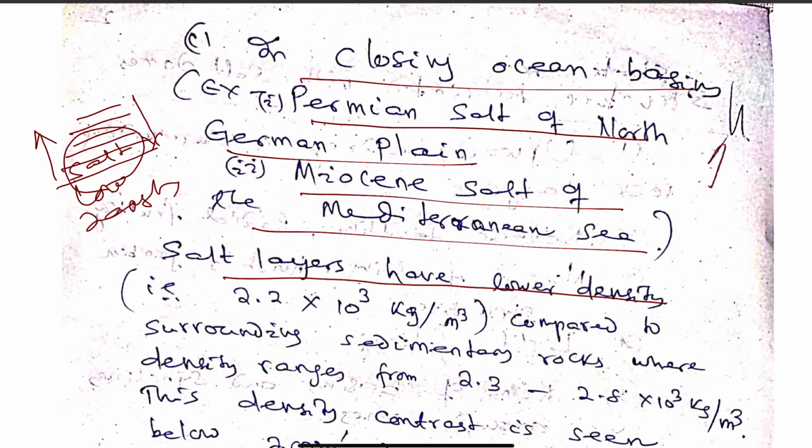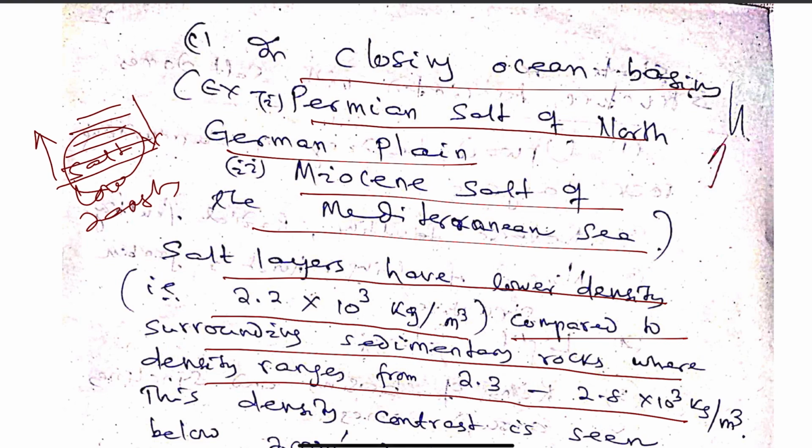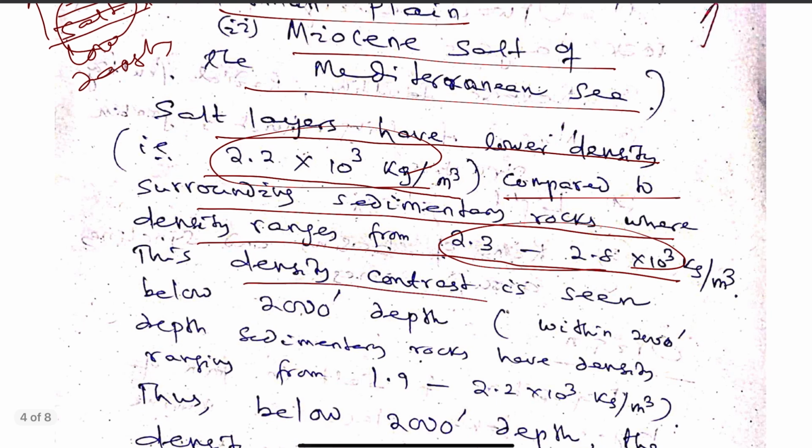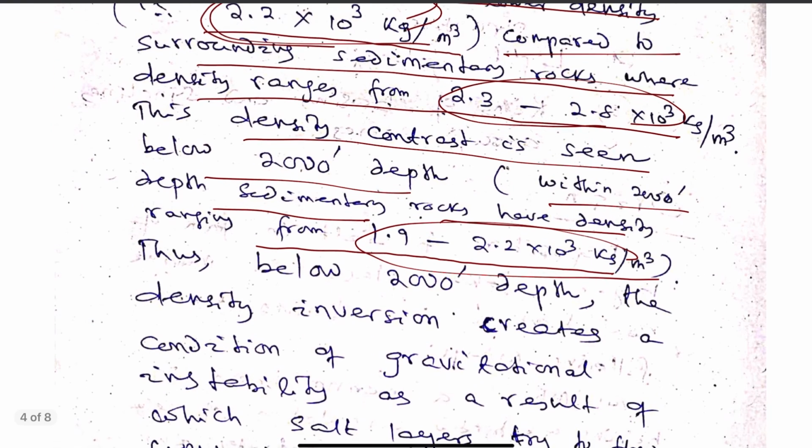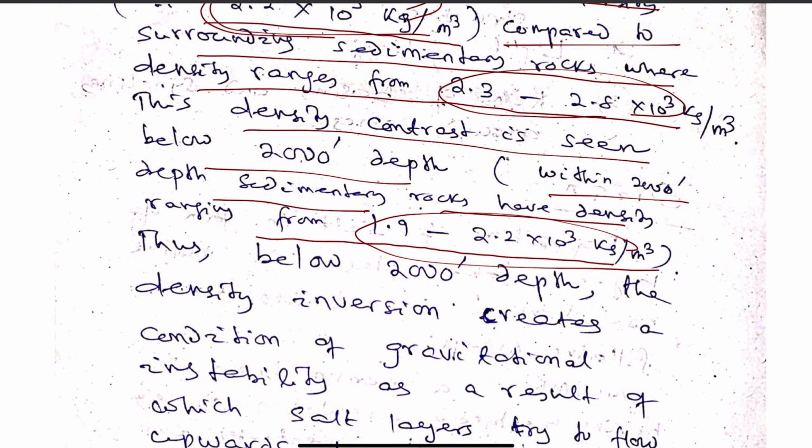Salt layers are found to have lower density, around 2.2 into 10 to the 3 kilogram per meter cube, compared to the surrounding sedimentary rocks, where the density ranges from 2.3 to 2.8. So this is of high density, this is of low density, and this density condition prevails at a depth of more than 2000 feet. Within 2000 feet depth, the sedimentary rocks have a density around 1.9 to 2.2, which is nearly the same as that of the salt layers. So the instability condition, related to inversion in density, arises at a depth below 2000 feet.